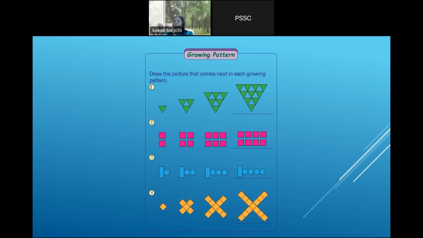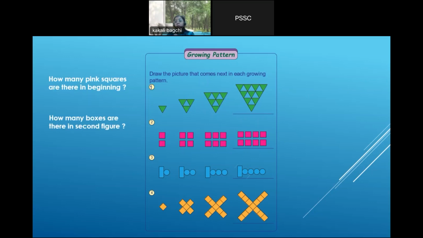Now look at the second line. Okay. Where pink boxes are there, please reply to me. Can we ask these questions? How many pink squares are there in the beginning? Please reply to me. How many pink squares are there in the beginning? Yes, Bhushan sir. Anjana madam, many more. 2.